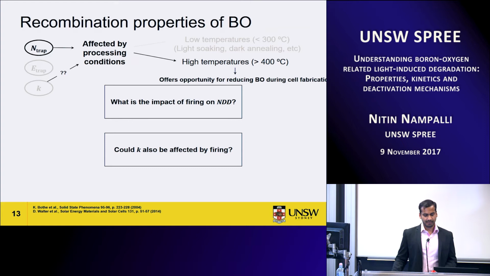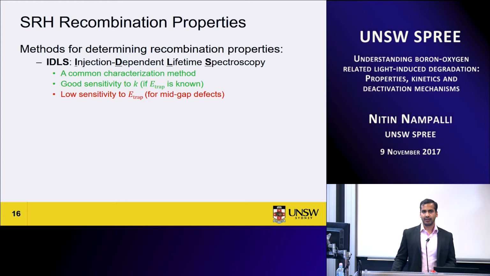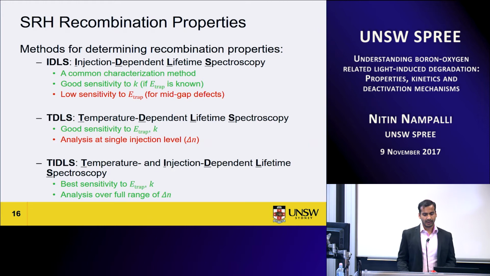So we'll start off with the SRH properties, again, the trap level and the capture cross-section ratio. As I've already mentioned, there's a few different methods to determine the recombination properties. Of these, I'll be using injection-dependent lifetime spectroscopy and temperature and injection-dependent lifetime spectroscopy.